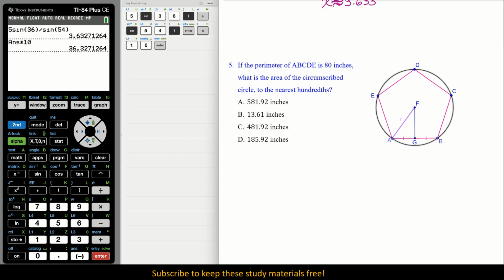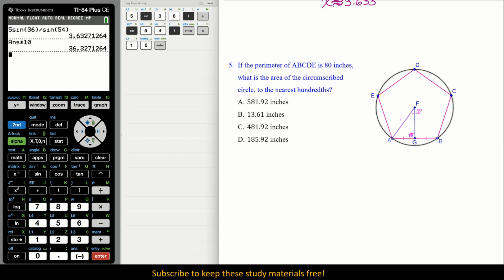If the perimeter of ABCDE is 80 inches, what is the area of the circumscribed circle to the nearest hundredth? Okay, that's a circle. So in this case, we have our R, and that is important. But we can find quite a bit, okay? And we need to find R, right? And we know that this is 90 degrees. And this is 1, 2, 3, 4, 5 sides. So it's what we were doing before.